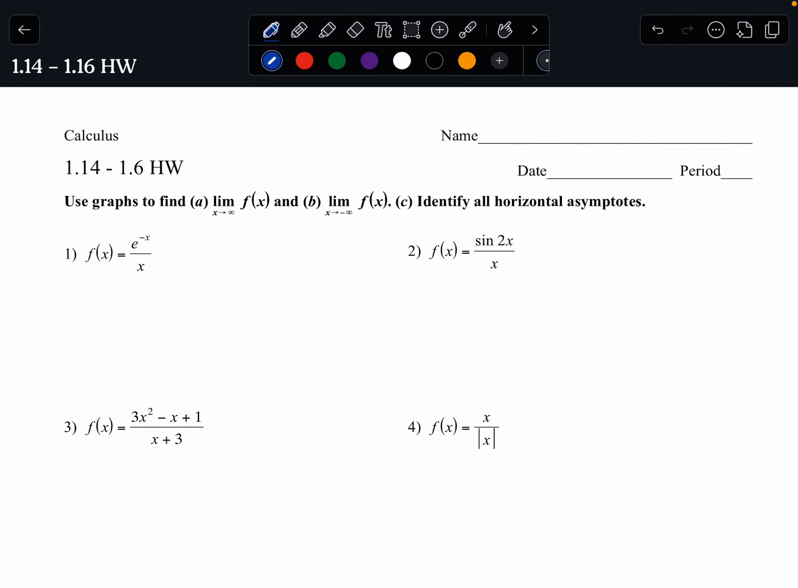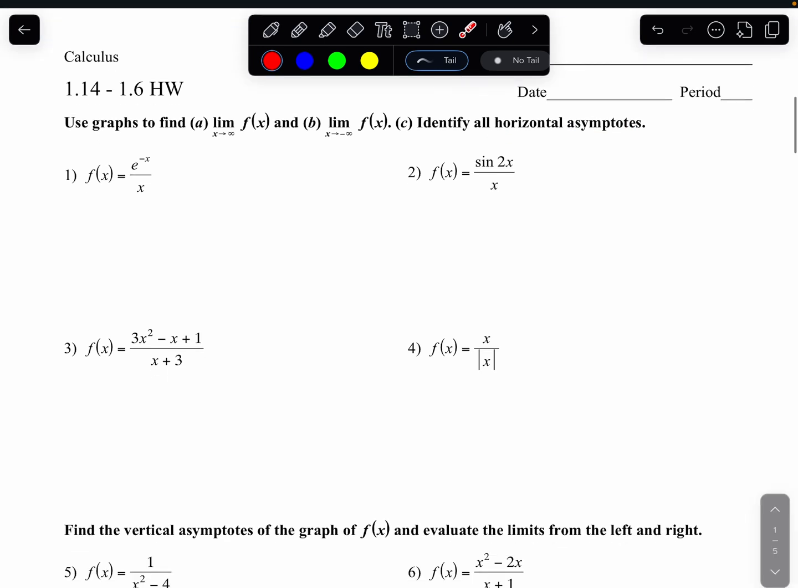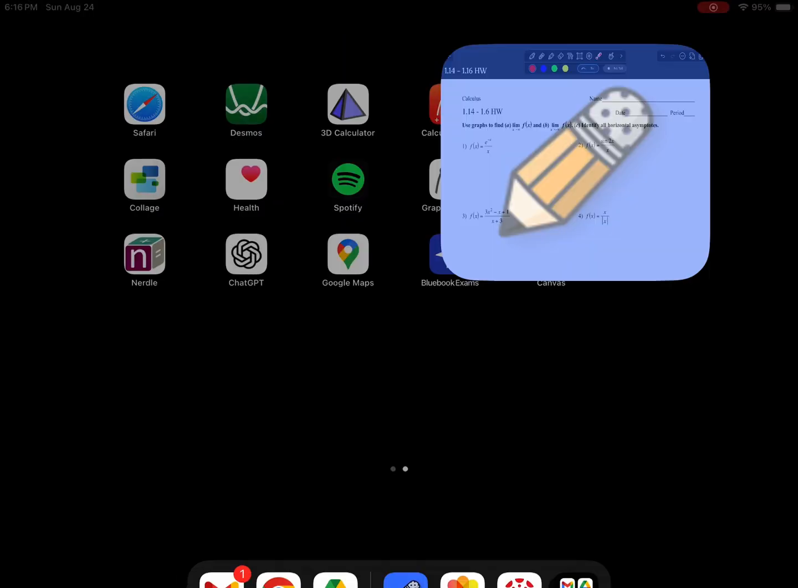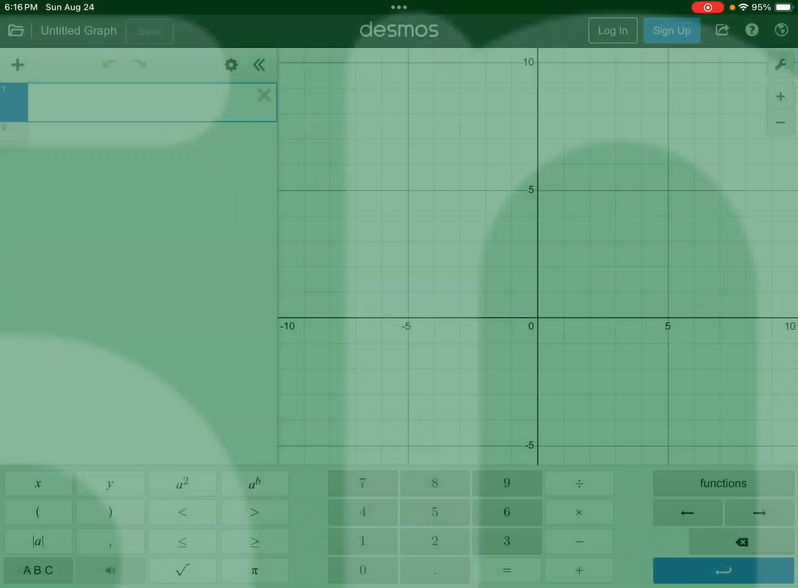Hey guys, I'm going to go through the 1.14 through 1.16 homework. And we're going to be talking about horizontal asymptotes and vertical asymptotes. But for this first set of questions, we'll use the graphs of these functions. So we're going to use a graphing calculator, Desmos or whatever you have, and we're going to find the limits at infinity and at negative infinity and identify horizontal asymptotes. So jumping into whatever kind of calculator that you have.